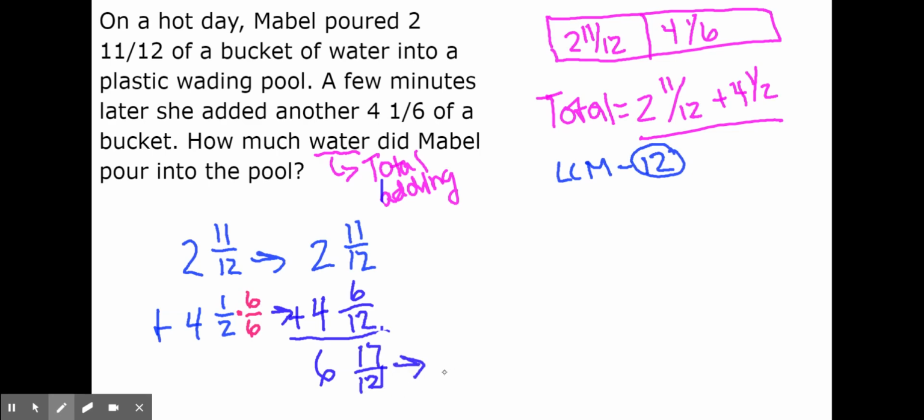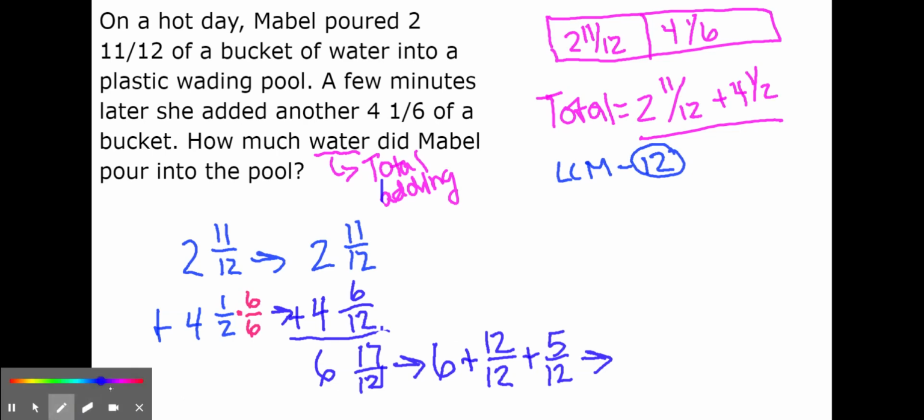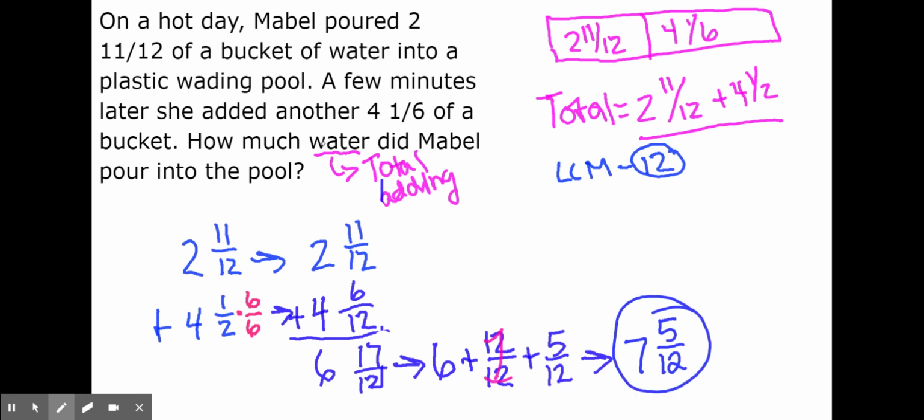So usually I can think and I can say, well, 12 twelfths is 1, so that would change the 6 to 7, and then I have 5 twelfths left. I'm going to show you this computationally. So I'm going to separate out 12 twelfths, 1 whole, from 17 twelfths. So it's now 6 plus 12 twelfths plus 5 twelfths. And now that 12 twelfths is equal to 1, correct? So now I have 6 plus 1 plus 5 twelfths. So I have 7 and 5 twelfths. Okay, 7 and 5 twelfths of a bucket of water.